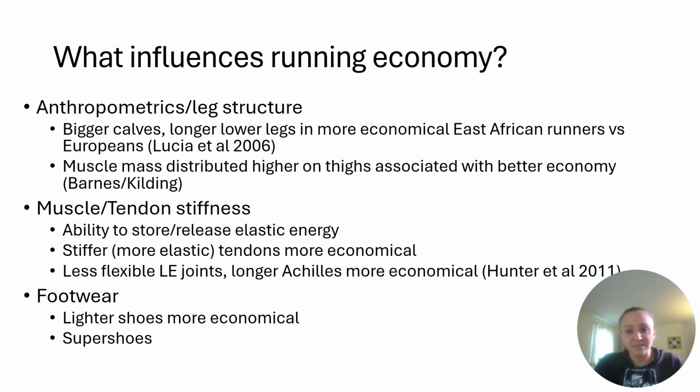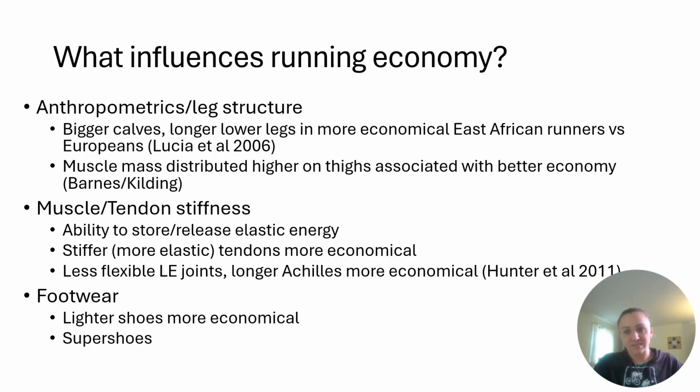In terms of some stuff you can't necessarily change, there are anthropometrics and leg structure. Bigger calves and longer lower legs have been seen in more economical runners. If we look at East African runners versus someone more of European descent, they tend to have longer shins and bigger calves, higher up on the calf or on the shin. Muscle mass distributed higher on the thighs is also associated with better run economy. So you don't necessarily want a thigh gap. If you have a lot of thigh muscle higher up on the thigh, that tends to help.